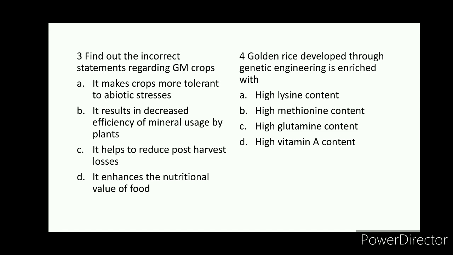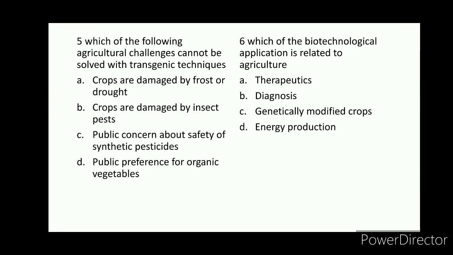Moving on to the next question. Question number 5. Which of the following agricultural challenges cannot be solved with transgenic techniques? Option A, crops are damaged by frost or drought. Which of the following challenges cannot be solved with recombinant DNA technology or genetic engineering techniques? Crops are damaged by frost or drought. Yes, there is a solution for this because GM plants make crops tolerant to abiotic stresses. This is possible, so you can have a solution for option A.